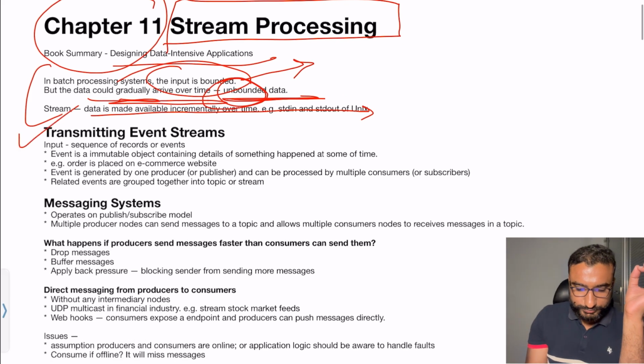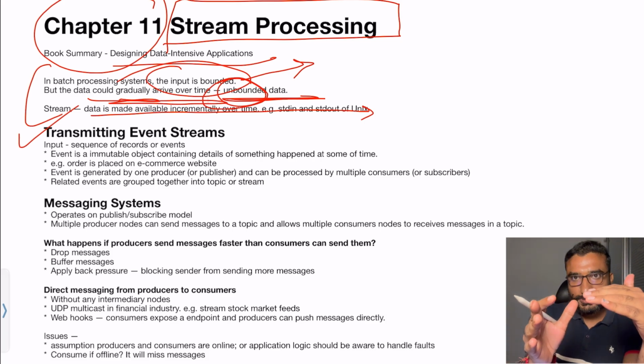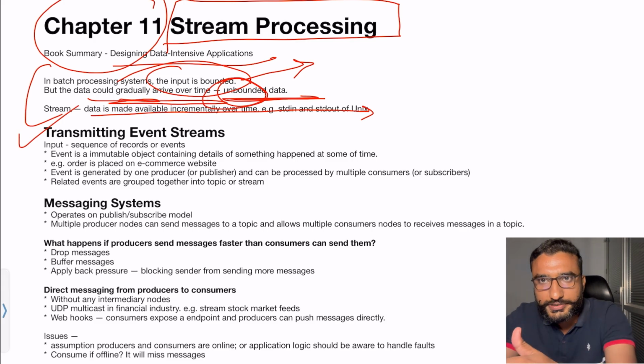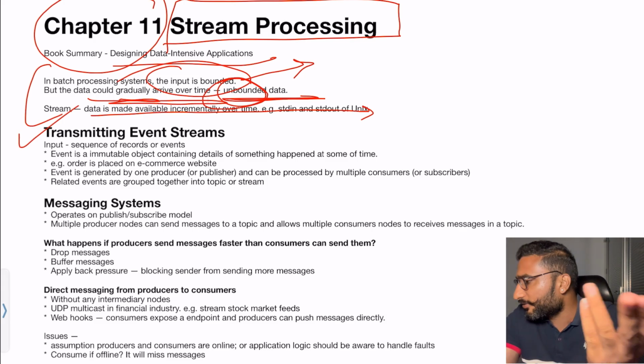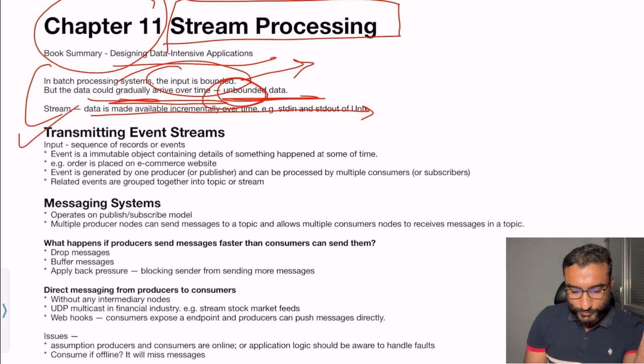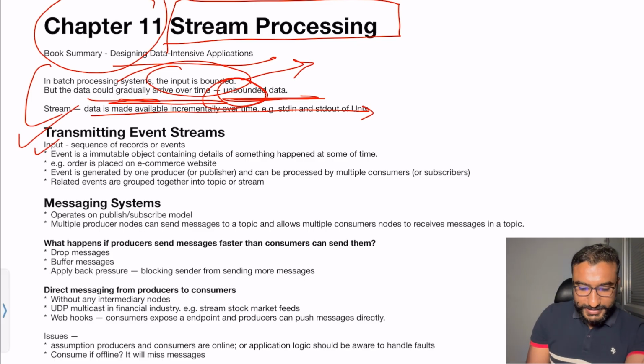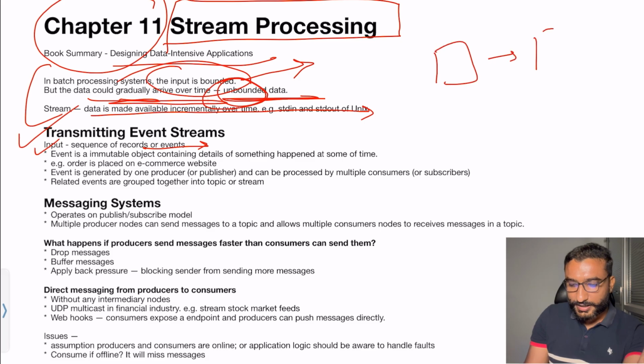Great. Now, transmitting event streams, how does it work? What is your input? In batch processing, we discussed that the input is a set of files stored on HDFS, and you are trying to process it via MapReduce or Spark or Flink or any of the available frameworks. In stream processing, when I say input, it is some sort of events that keep on coming. So what is the input? A sequence of records or events. There is some event which is happening, they keep on coming, and your system keeps on processing them.